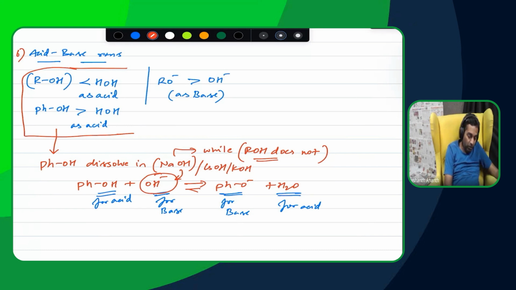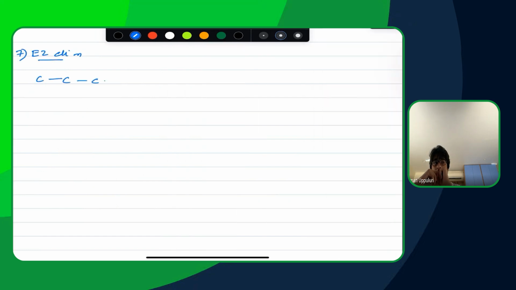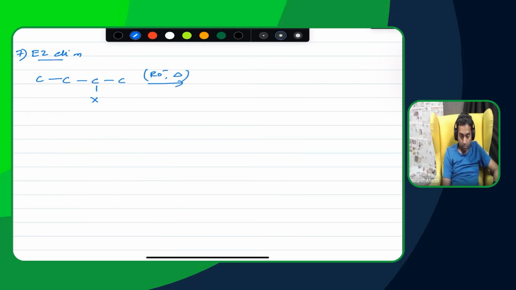So this is the acid part over here. Next, the base part. You have learned reactions involving RO minus as base, which you have forgotten. What is the reaction? One second. That one. This one. E2. Yes, remember now.